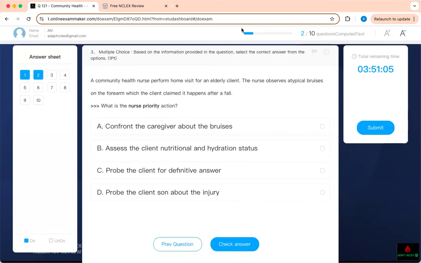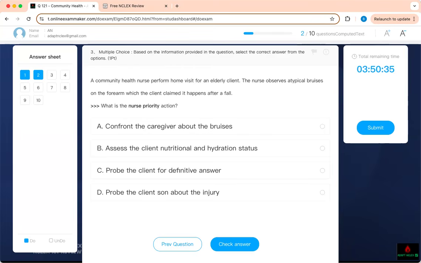Nurse priority. And then what is the next thing? Atypical bruises. I suspect a kid that is abused or an elderly patient abused. What would I do? I need to report it. I need to text somebody. I need to figure out. But the first thing is your suspicion is not enough. You saw the bruises. The patient told you I fell. It does not jive with the information we get. Get more information. Do your assessment and document your finding.